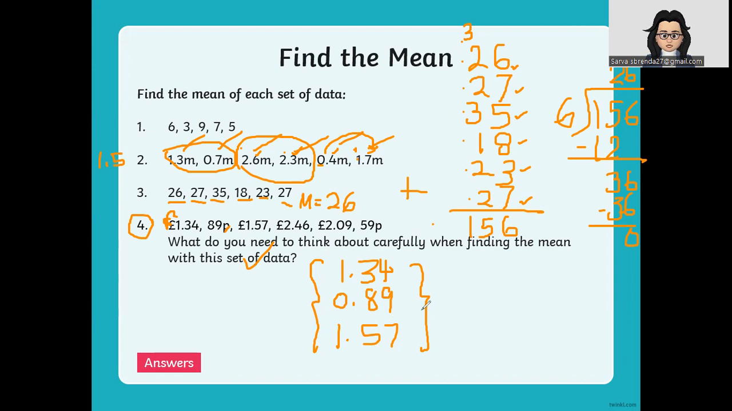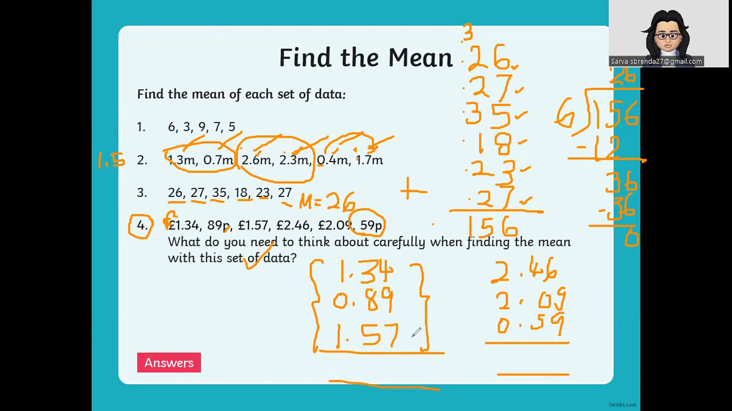So if you can understand this, then you are set to do the last question. Add all the values. So 134, 89 cents, 157, and then you have 246 on the other side, 2 ringgit and 9 cents. And remember, 59 pence or 59 cents is 0.59. Yes, it may be a decimal number, but the method is the same. Of course, there are two sets of addition here.